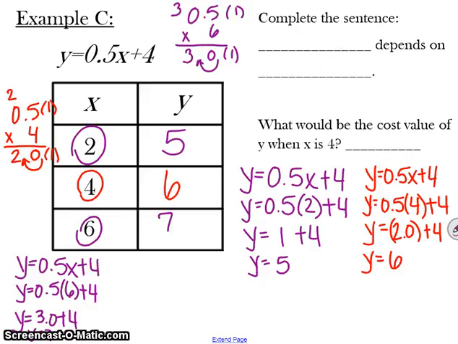So now I have to complete the sentence. So I always know that y depends on x. So in this instance, there's no variable, there's no unit. And so because there's no unit, all I have to do is put y depends on x. Then you have to say, what would be the cost value of y when x is 4? Well, all I have to do is look at my table here. When x is 4, my y value is 6.